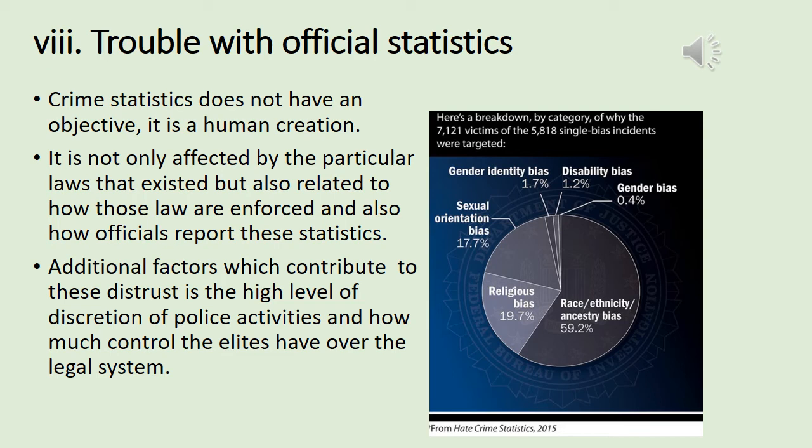And this is what caused police discretion, and how they could overlook a bunch of incidents due to their own stereotypical belief. Additional factors which contribute to this distrust is the high level of discretion of police activities. Like I already said, police tend to overlook things that happen which they cannot approve or can't believe to have happened. Like I said, things that are related to religion, race, ethnicity, and ancestry.